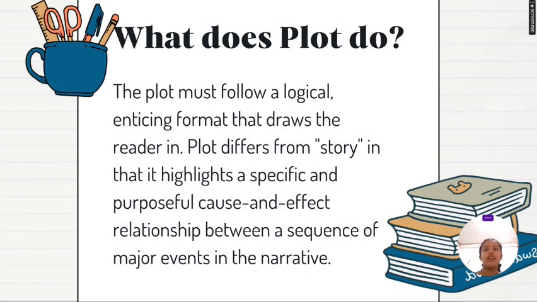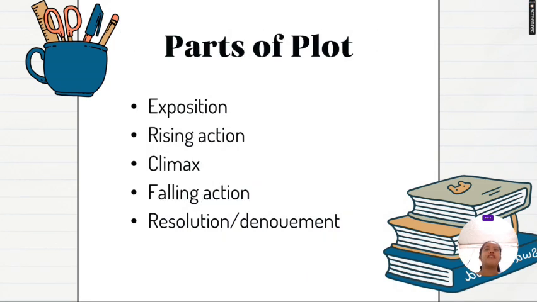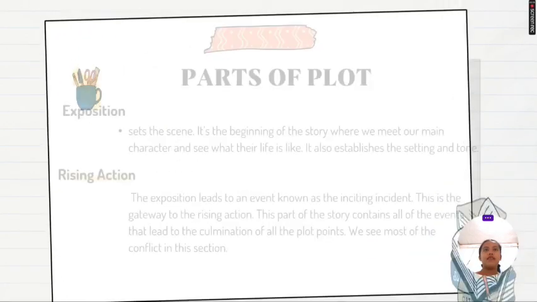So here on the next slide, we have the parts of plots. So first one, we have here the exposition, rising action, climax, falling action, and the last one is the resolution or the denouement. So let us dig deeper onto what these parts of plots mean, right?